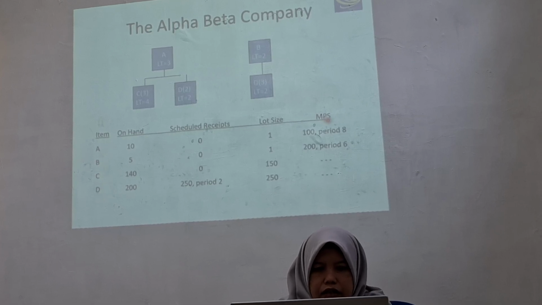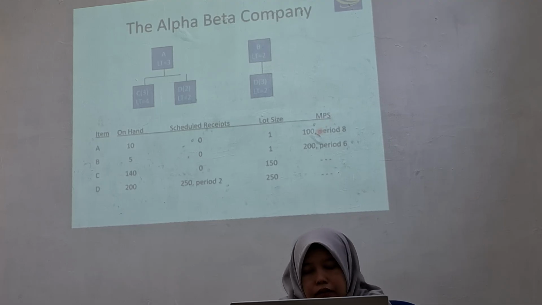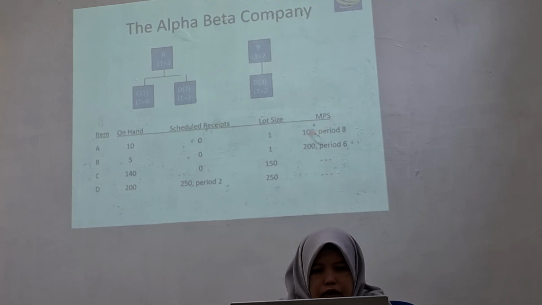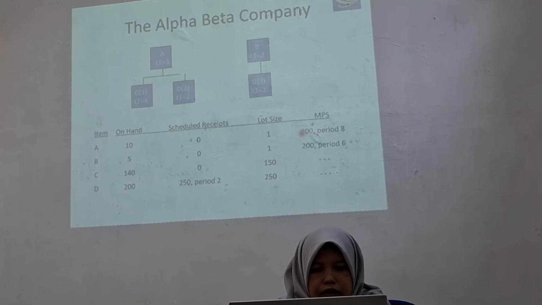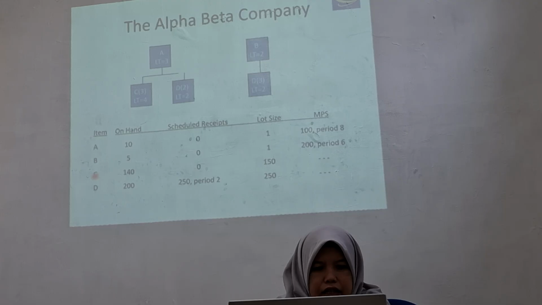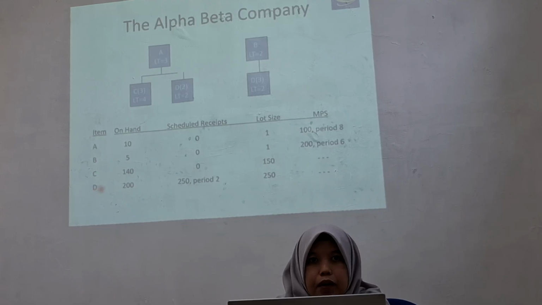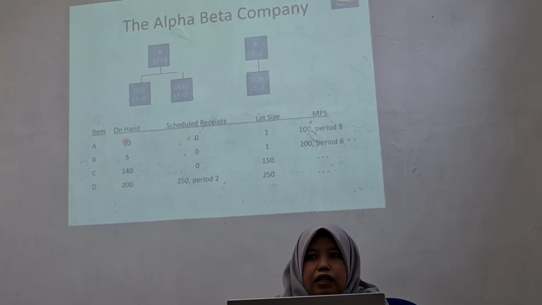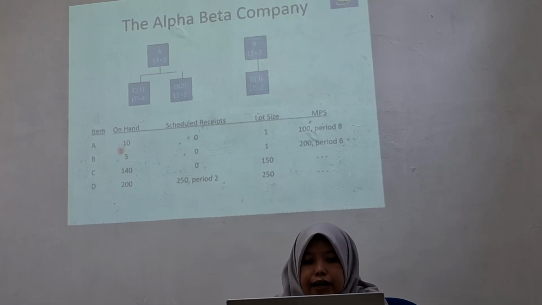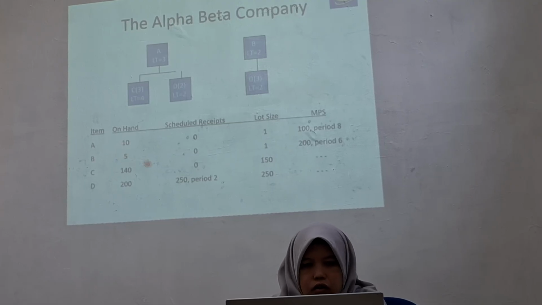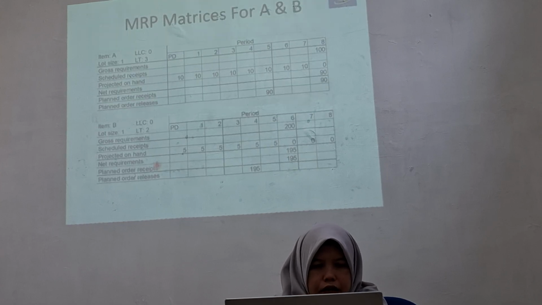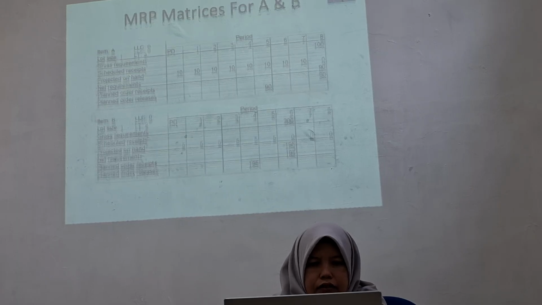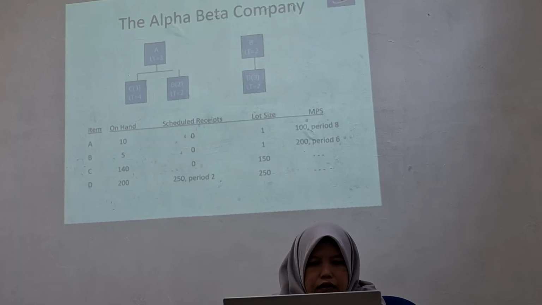MPS is for the final product, maybe from forecast, and items C and D are dependent on the quantity of A and B. Okay, we will study the matrix of MRP. For the first item A, lot size. Yes, lot size is 1.